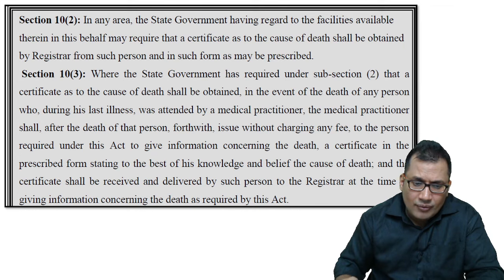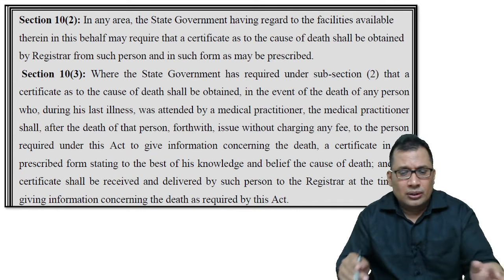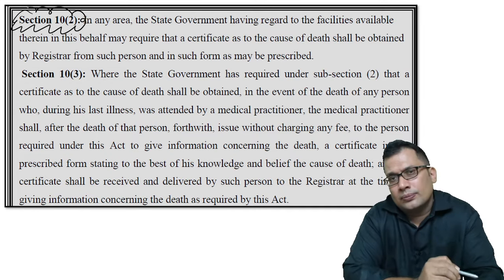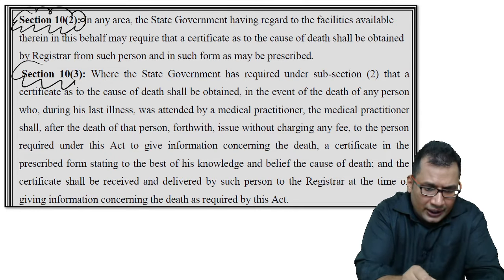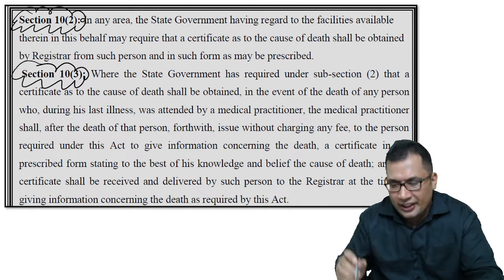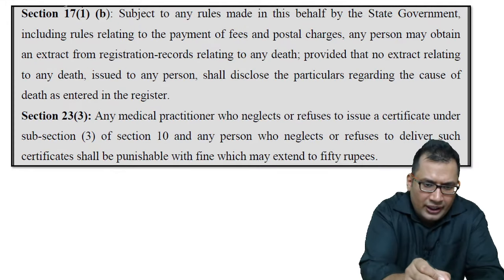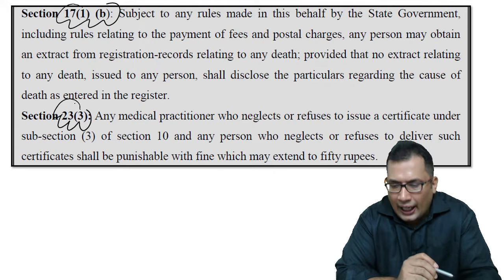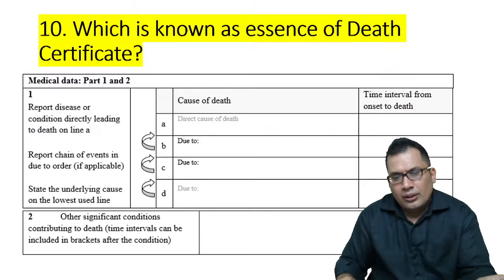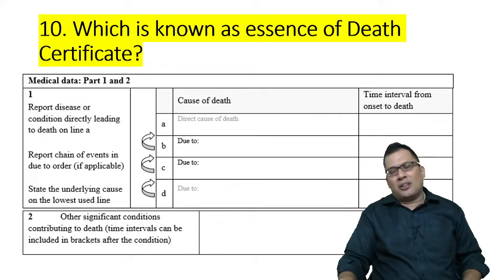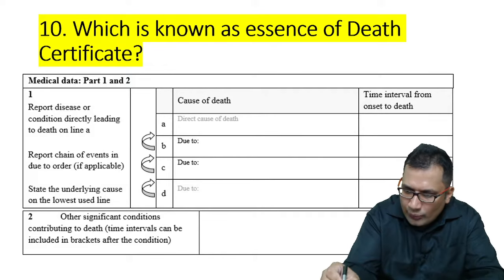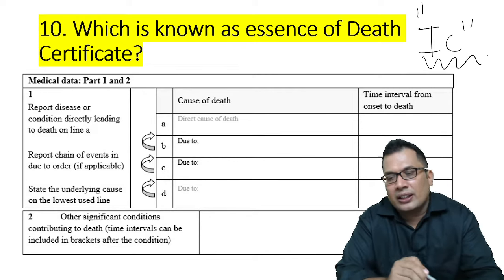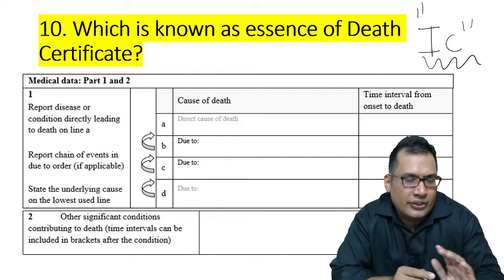Yes. Then there's a homework for you. You must write in the comment section what is section 10.2, what is section 10.3, and 17.1b and 23.3 of the Act. As discussed already, 1C is known as the essence of the death certificate because it contains the main underlying cause.